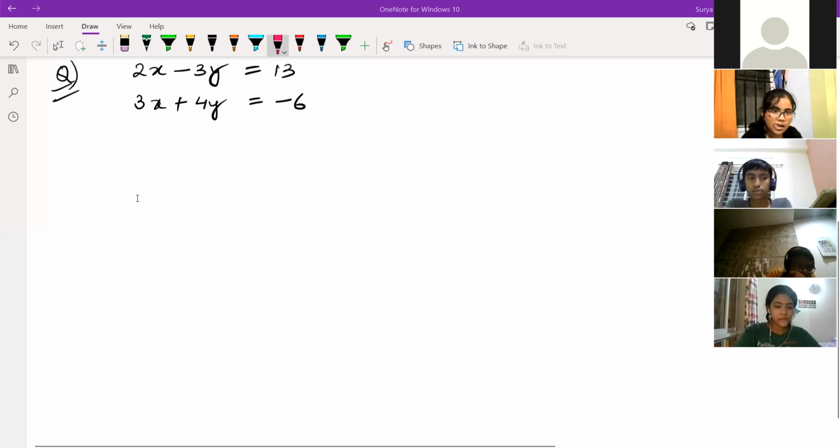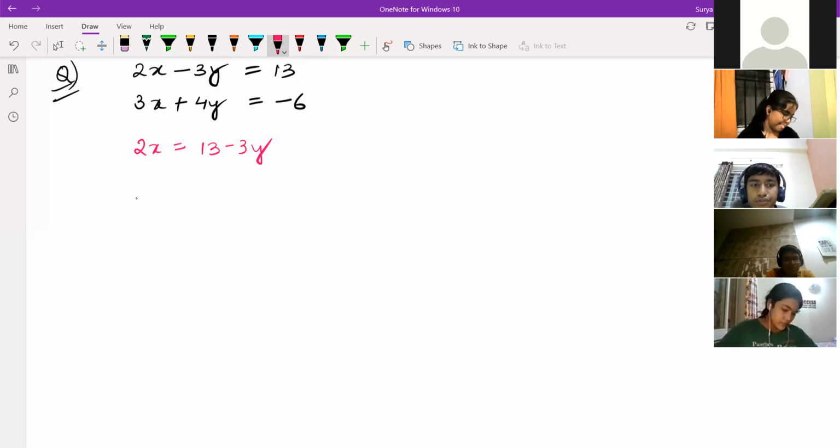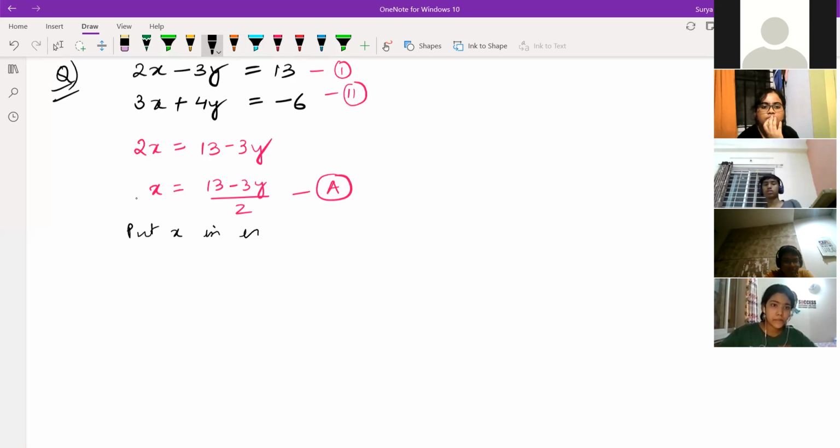Okay, now see, I'm solving here. All of you see here, and where you get a doubt, just tell me. I'm writing 2x is equal to 13 minus 3y. Can I write like this? So x is equal to 13 minus 3y divided by 2. Did all of you do it this way? Yes, sir. Now this is your first equation and this is the second equation. Now put x in the second equation.